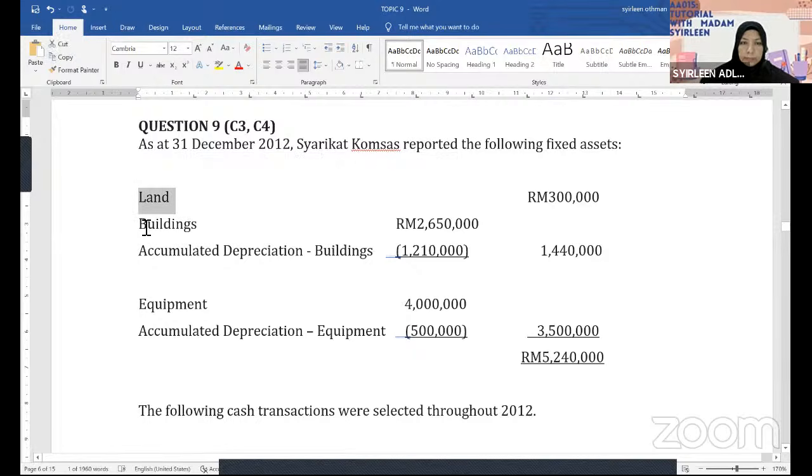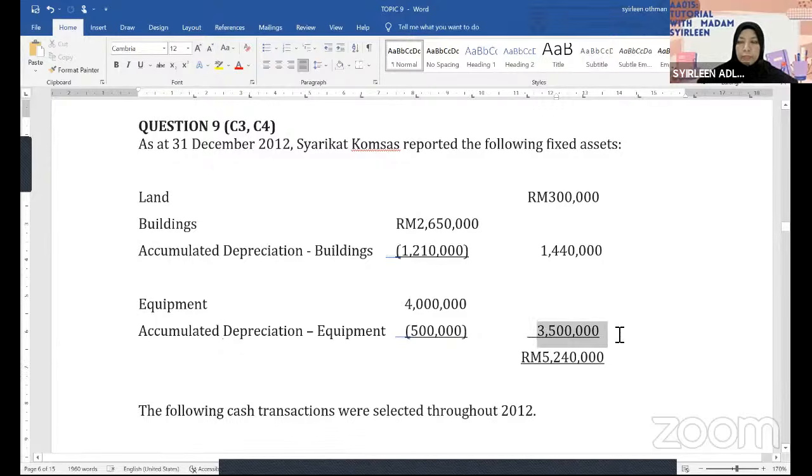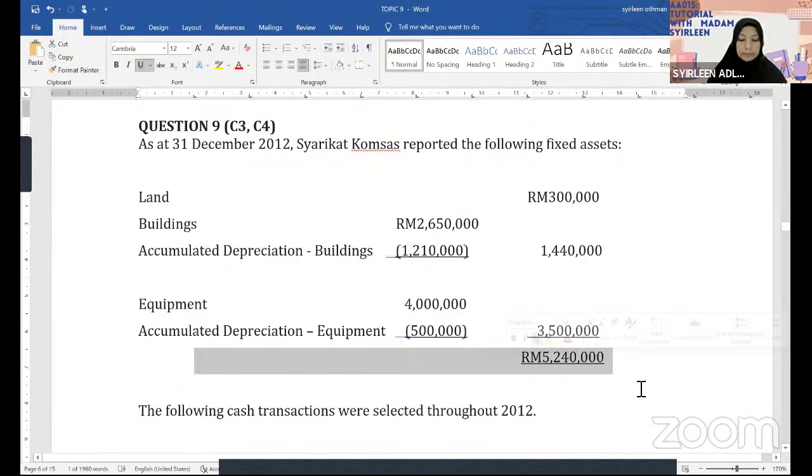And then kita ada buildings, 2,650,000 ringgit. So you ada accumulated depreciation for all your buildings. Okay. So this is the book value untuk buildings kamu. Right. Okay. And then you have equipments with the amount of 4 million. Okay. And the accumulated depreciation for that equipment is 500,000. Okay. So that brings you to the book value of 3,500,000 ringgit. Okay, so ini total amount untuk non-current asset.